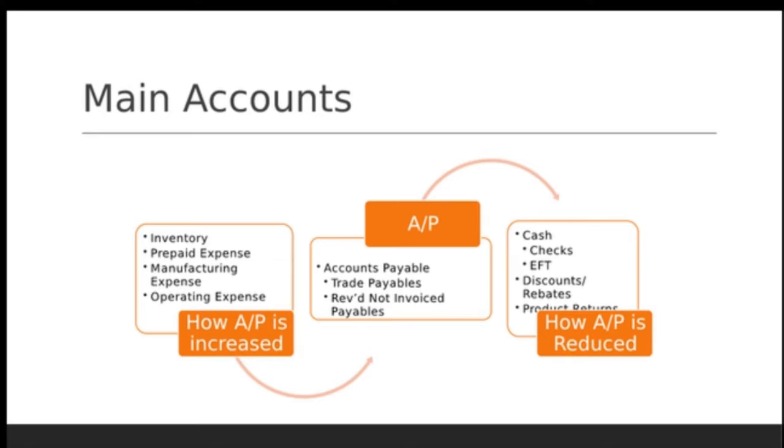And then finally, we can relieve accounts payable through cash, checks, and EFTs, electronic fund transfers to vendors. A lot of auto pays are being set up now. I just want to make sure all that's correctly done, because you don't want any auto pays going to your employees. Discounts and rebates for accounts payable could be applied and actually reduce the account. You could also have some product returns that would also reduce that accounts payable account.